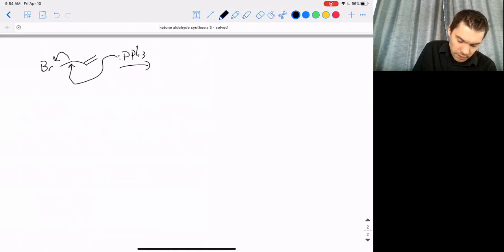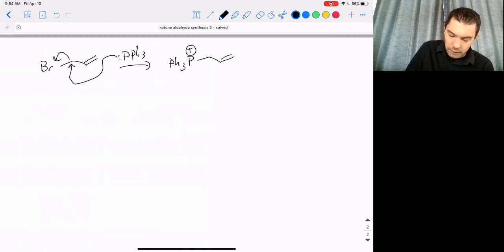And so this will do an SN2 reaction. And by the way, for most synthesis problems, I don't actually expect students to draw the arrows in. I'm just doing it here so that you can follow along. And that would get us to this phosphonium salt. And since we have a plus, we need to add a minus since we started with some neutral stuff. And so the bromide is going to be the key counterion there.